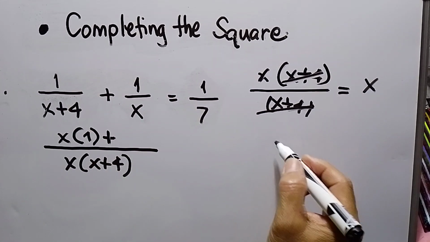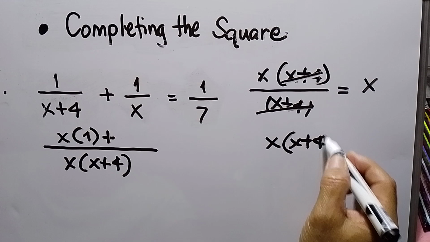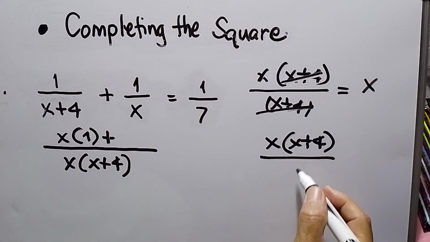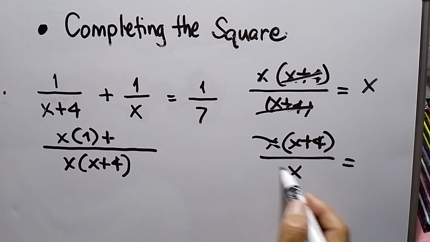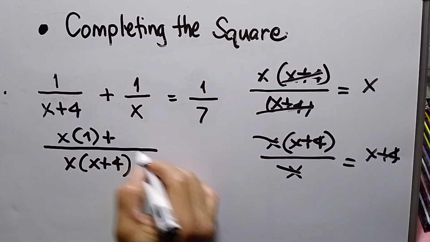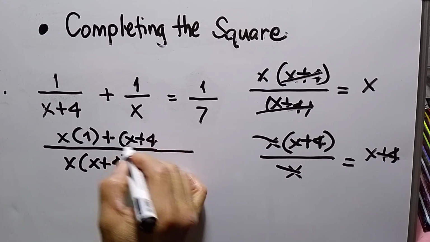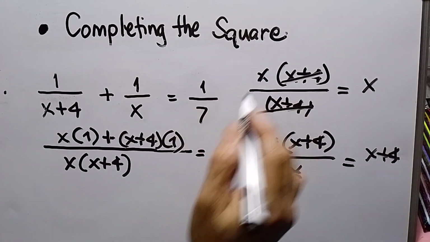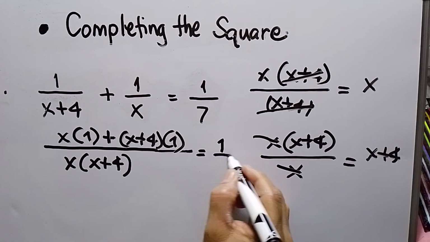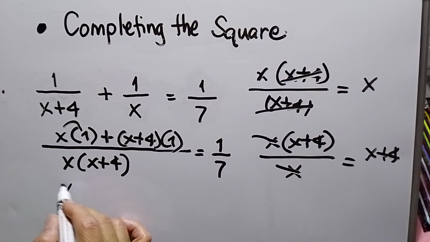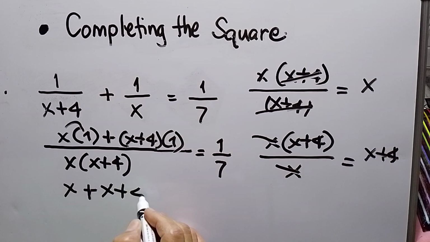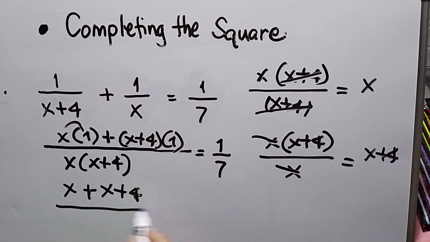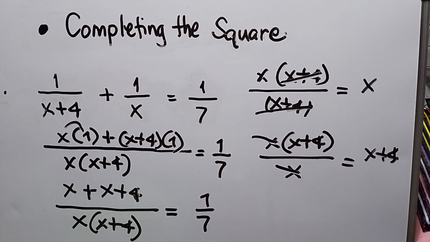Then plus the LCD x times x plus 4 divided by the second denominator, which is x. And then the same, cross out. So I get x plus 4. So this will be x plus 4 times the numerator, which is 1. And then I need to copy the fraction at the right side. So distribute this one. This will be x plus 4, because if you multiply by 1, the same x plus 4 will come up. So this will be over x times x plus 4 is equal to 1 over 7.